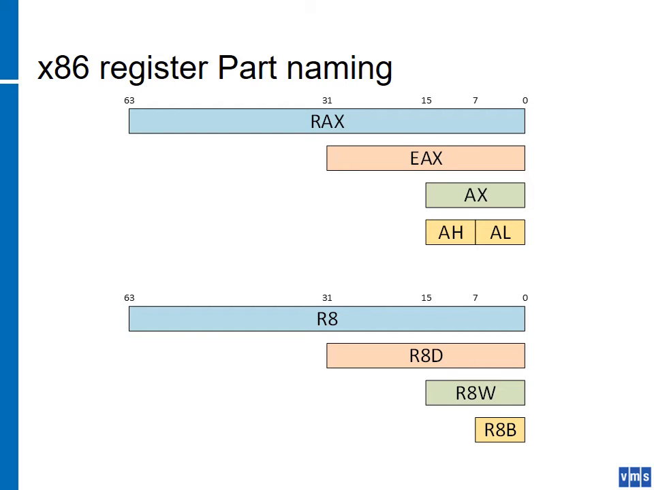With the newer registers, R8 to R15, this still is pretty much the same, except that you cannot address the second lowest 8 bits. So there's no equivalent of the AH part of those registers.